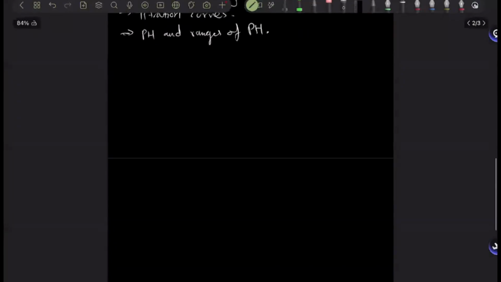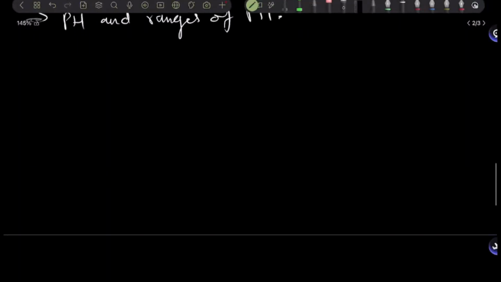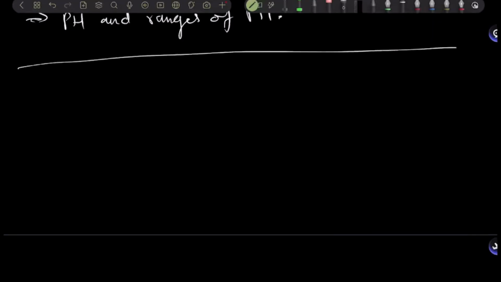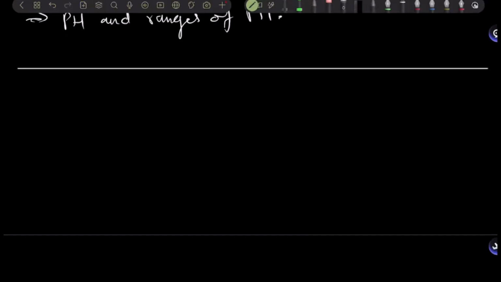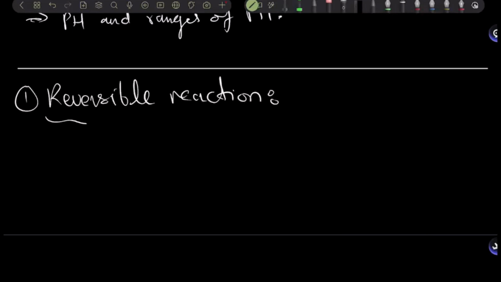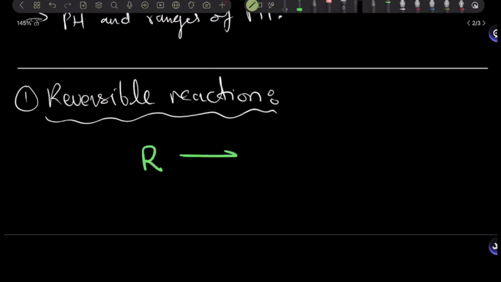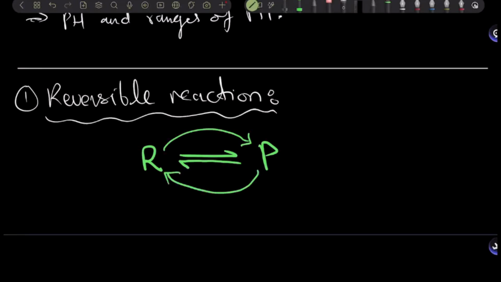So we'll start with reversible reactions. Let me lay the line over here. So let's start with the first topic, that is reversible reactions. Now, reversible reactions are reactions which can proceed in forward and backward direction simultaneously, both of the directions. So a reactant could go into a product, right? And a product could go back and form the reactant. So it could go in the forward direction and it could also go in the backward direction.